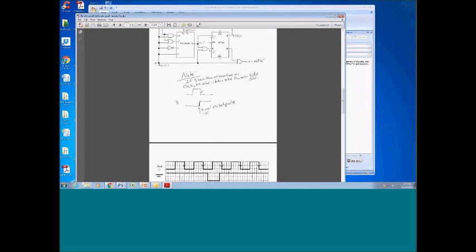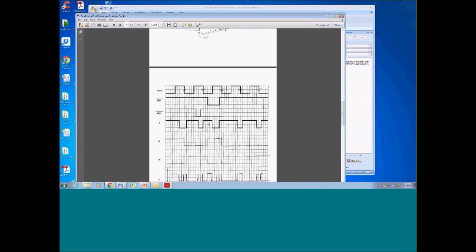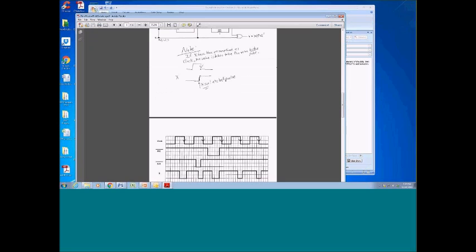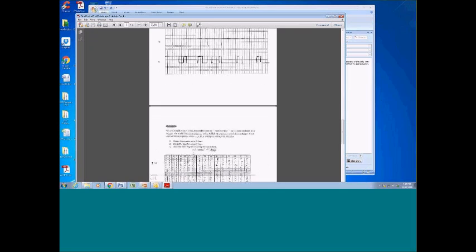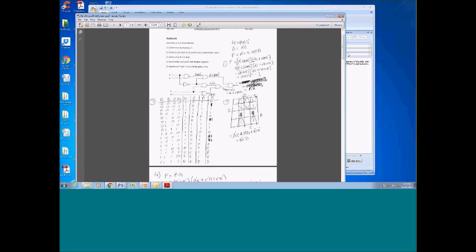So again, this is a solution set. Here's that problem actually. Okay, so here's basically looking at the solution for that problem, working it out. And those are counters there. Okay, so that's a different problem there.